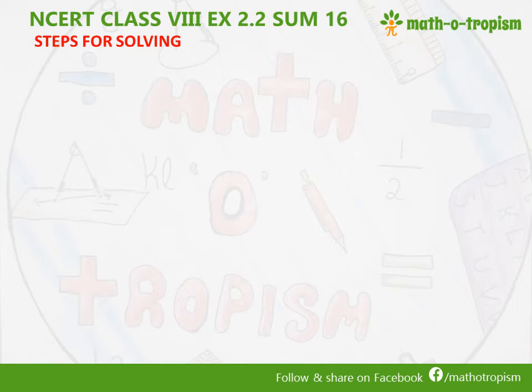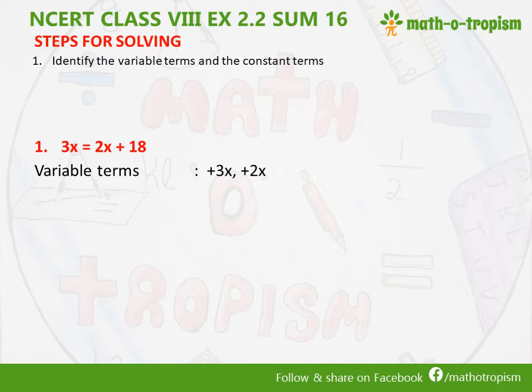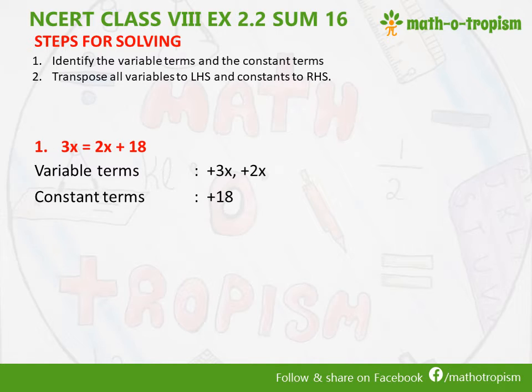We need to know how to solve this. So we will start from the first sum, 3x is equal to 2x plus 18. The first step is to identify the variable terms and the constant terms in the given equation. Here the variable terms are 3x and plus 2x, and the constant term is only one term, which is the plus 18. So what we need to do is transpose all the variables to the LHS, that is the left hand side, and all the constants will be kept on the right hand side of the equation. So the given equation is 3x is 2x plus 18.